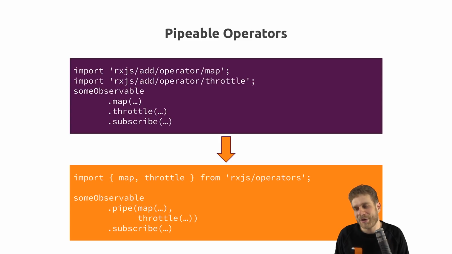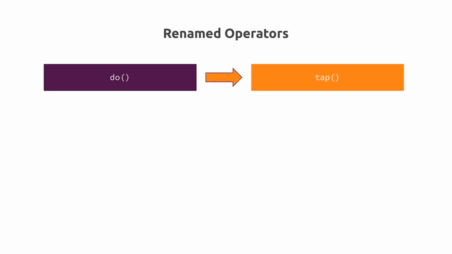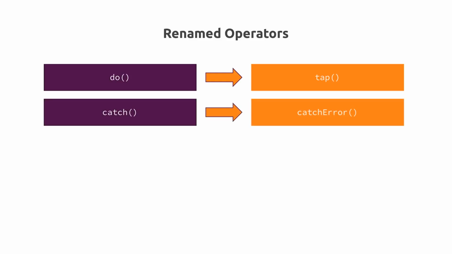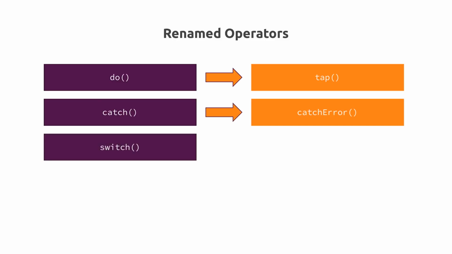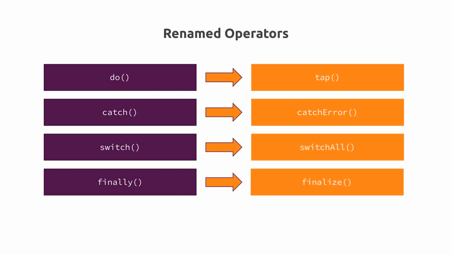Now, due to these pipeable operators, some operators needed to be renamed because they clashed with reserved words in JavaScript. Because we're not calling them as methods anymore, they're now normal functions, so they must not be named like JavaScript keywords. Therefore, do becomes tap, because do is a reserved keyword in JavaScript. Catch becomes catchError for the same reason. Well, all these operators were renamed for this reason in the end. Switch becomes switchAll. Finally becomes finalize.